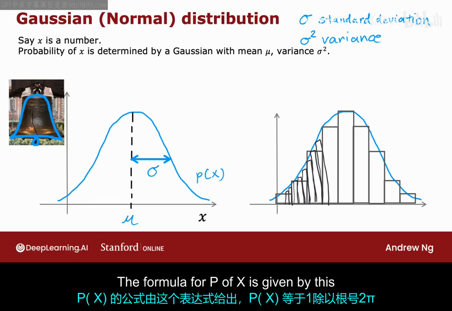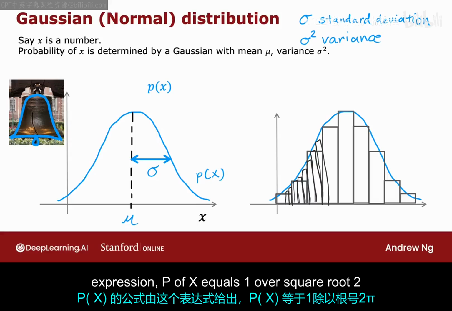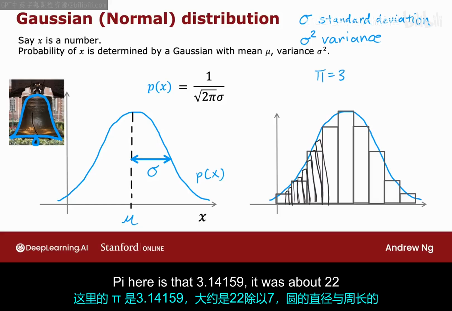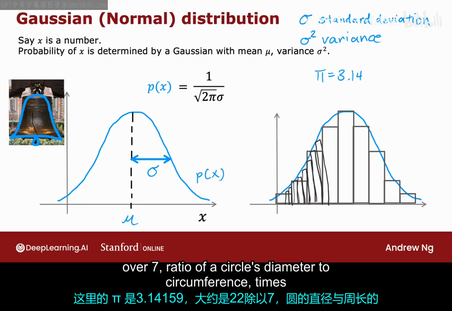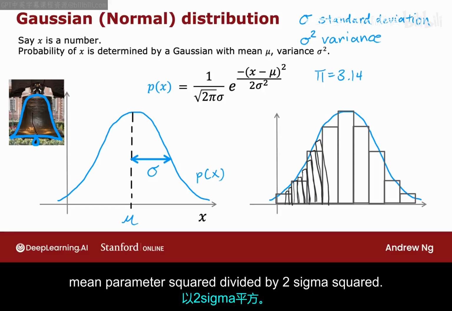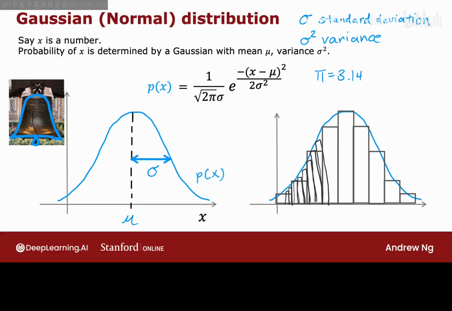The formula for p of x is given by this expression. P of x equals 1 over square root 2 pi. Pi here is that 3.14159. It was about 22 over 7. Ratio of a circle's diameter to circumference times sigma times e to the negative x minus mu, the mean parameter, squared, divided by 2 sigma squared.